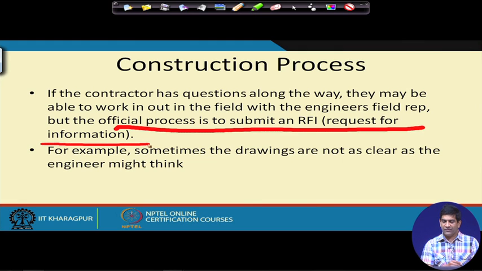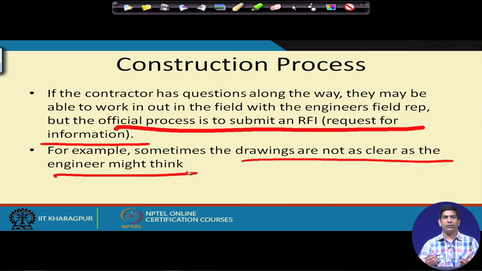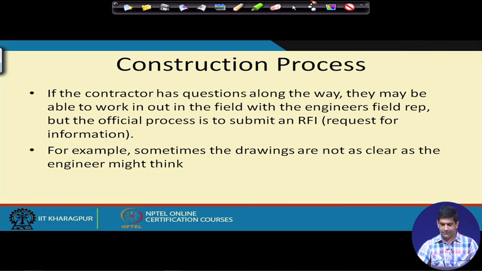For example, sometimes the drawings are not as clear as the engineer might think, so there might be certain confusion on the drawing by the construction team. So they can submit a request for information, and the resident engineer from the client side will help resolve this question. So those things do happen in terms of the construction process.